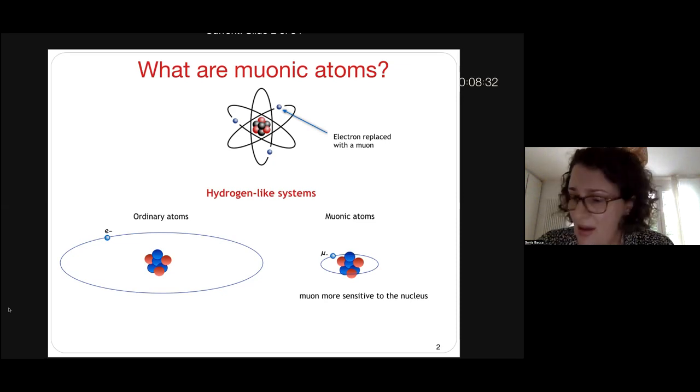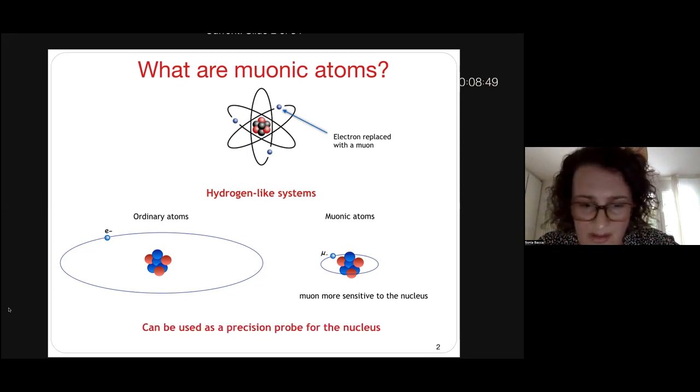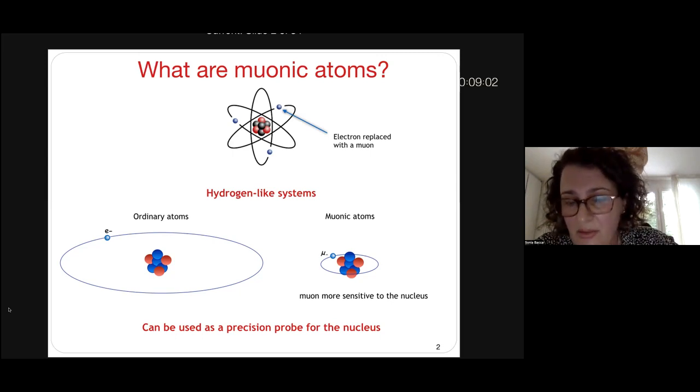Because the muon is so much heavier than the electron, it orbits much closer to the nucleus, and as a consequence, it is very sensitive to nuclear physics. This is the reason why a nuclear physicist like myself is interested in looking at these systems, because you can use them as a probe for the nucleus. In particular, you will see that you can extract very precisely the nuclear charge radii by doing measurements on these systems.